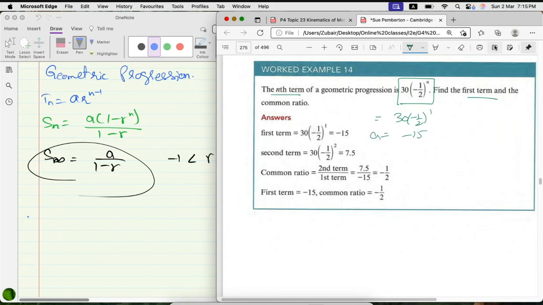Now that's the first term. For the second term, I need to substitute 2. This will be minus 1 by 2 raised to power 2. That's 30 into 1 by 4, which is 7.5. Now we have the first term and the second term. So R is equal to the second term divided by the first term, which is negative 1 by 2. So both done: the first term and the common ratio.